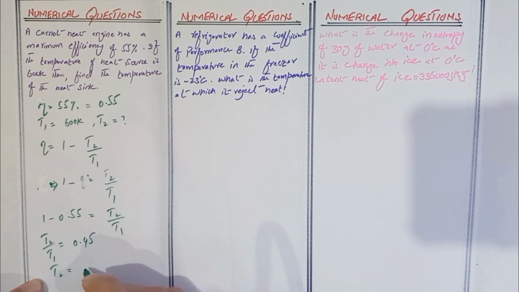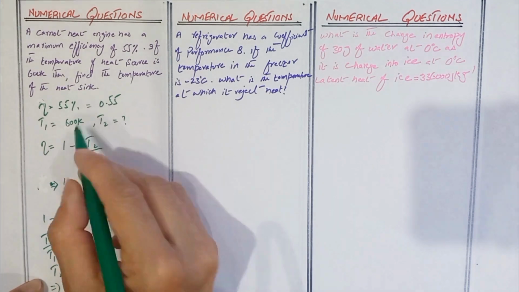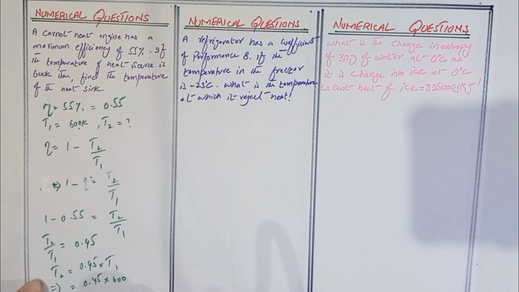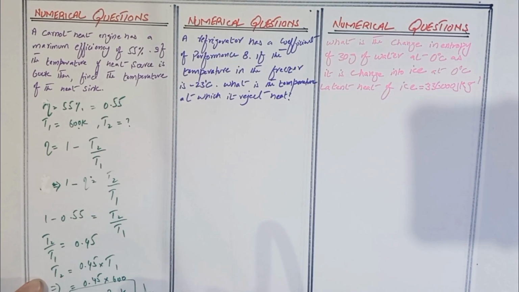So T2 is equal to 0.45 multiplied by T1. Here T1 is 600 Kelvin, so 0.45 multiplied by 600. So T2 is equal to 270 Kelvin. That is the answer.